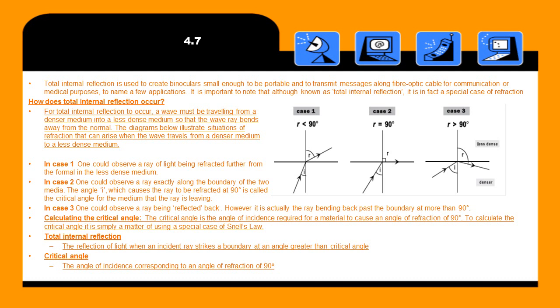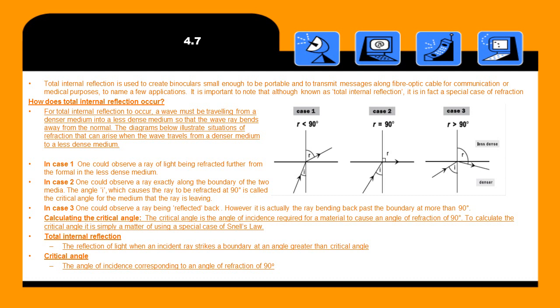The diagrams below on the right illustrate situations of refraction that can arise when waves travel from a denser medium to a less dense medium. So in case 1, you could observe a ray of light being refracted further from the normal in the less dense medium. One could observe in ray 2 a ray exactly along the boundary of the media. The angle I, which causes the ray to refract at 90 degrees, is called the critical angle for the medium that the ray is leaving.